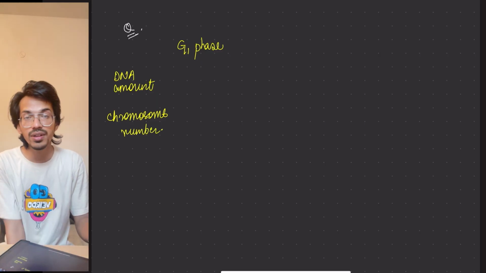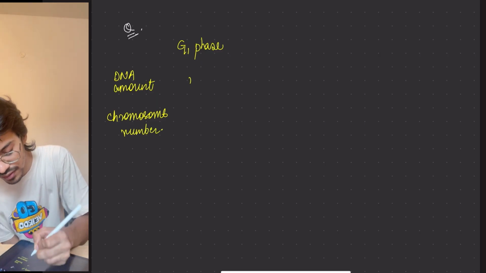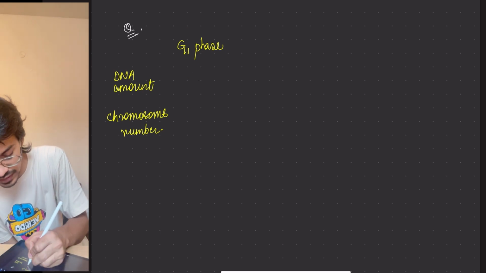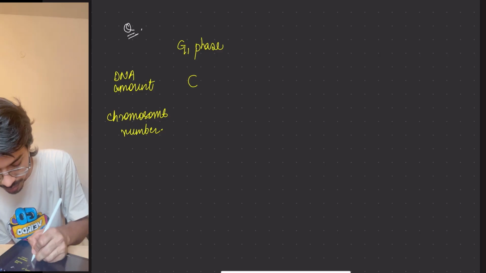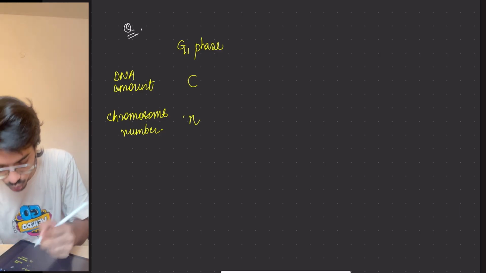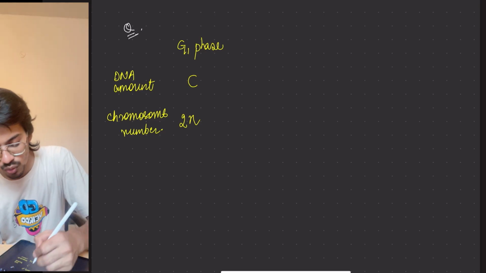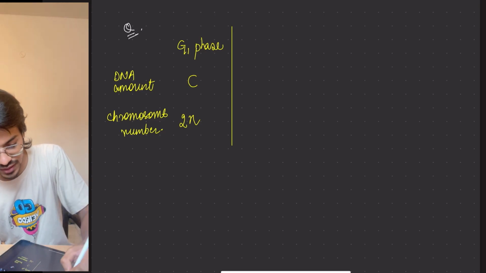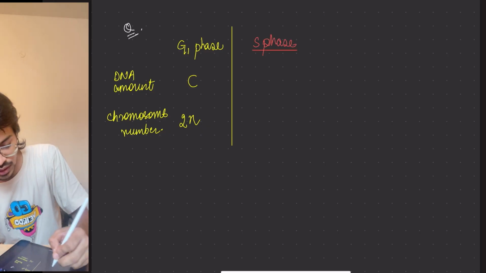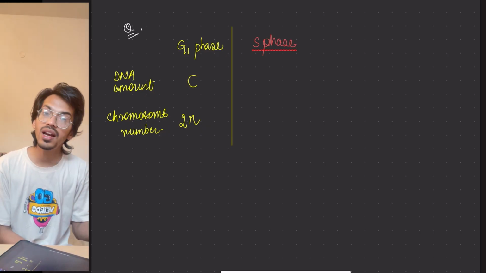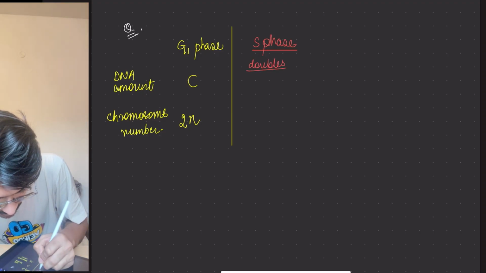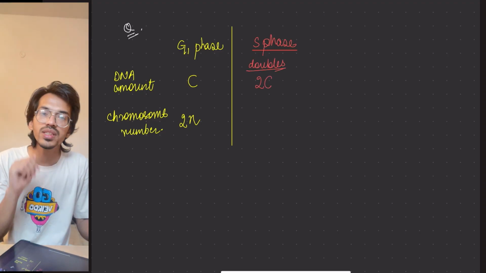So during the G1 phase, the DNA amount is C and the chromosome number is N, or I am taking it as 2N. Now what will happen during the S phase? During the S phase, the DNA amount doubles. So always remember, DNA amount doubles means it becomes 2C. But the chromosome number is still the same.